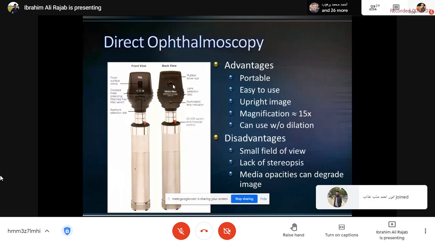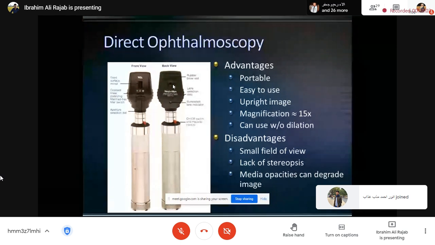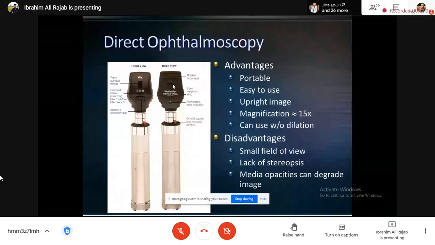We can use the direct ophthalmoscope without dilatation. It has the disadvantage of small field of view. What I mean by small field of view, I mean the area of examination is small. يعني شنو? Because we have a high magnification, لأنه it has the ability to magnify the image, which reaches to 15 times. So the field of examination will be small.